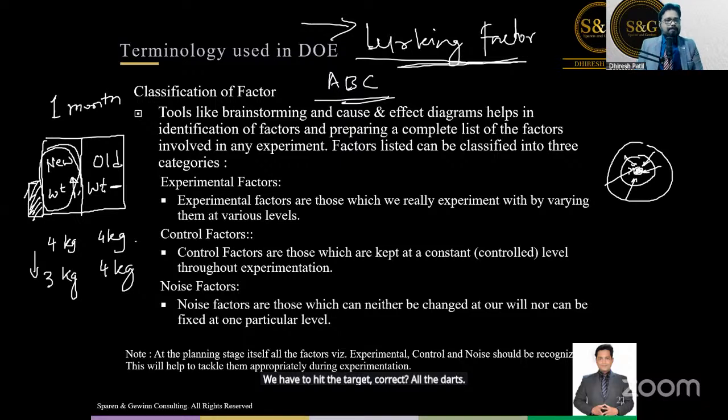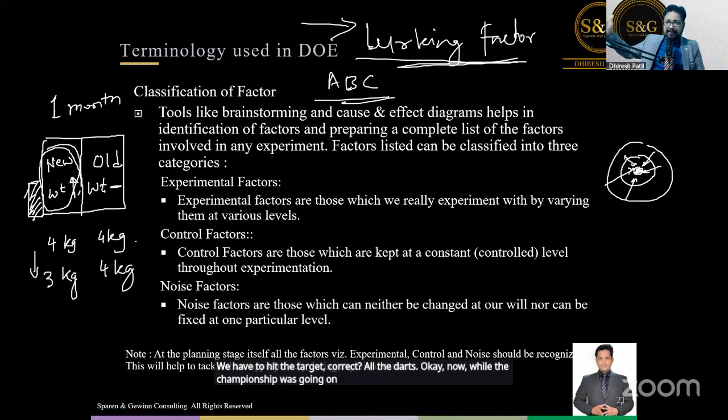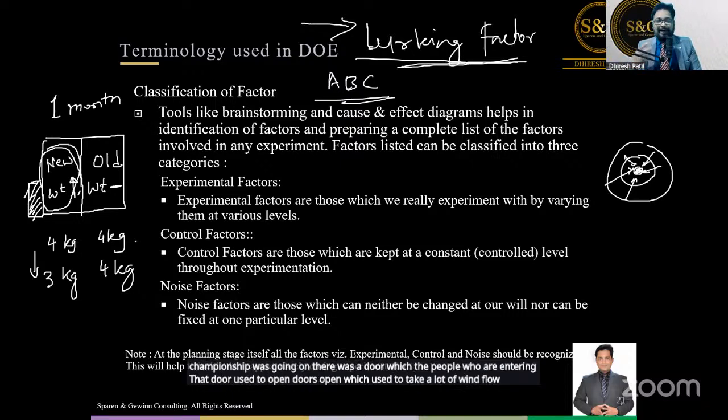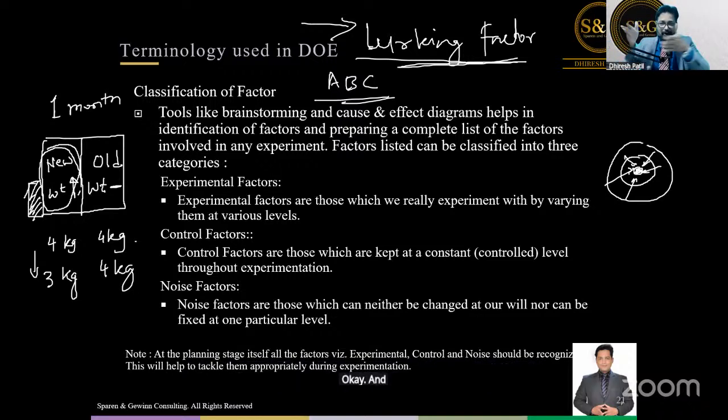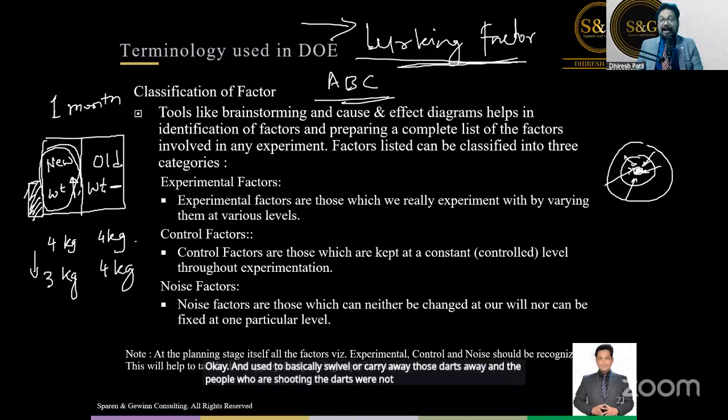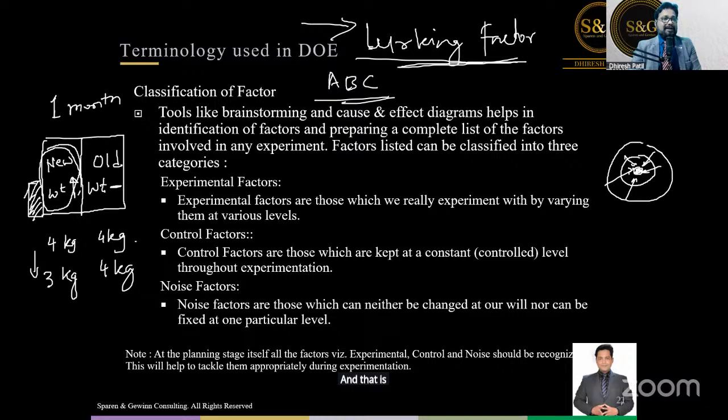Okay. Now, while the championship was going on, there was a door which the people who were entering used to open, which used to take a lot of wind flow and used to basically swivel or carry those darts away, and the people who were shooting the darts were not hitting the target. That is what is called a lurking factor. Clear?